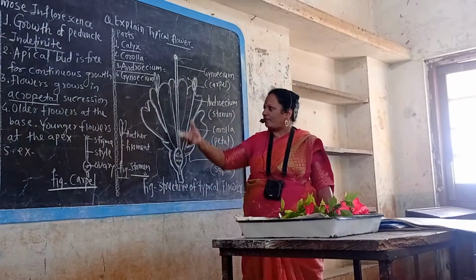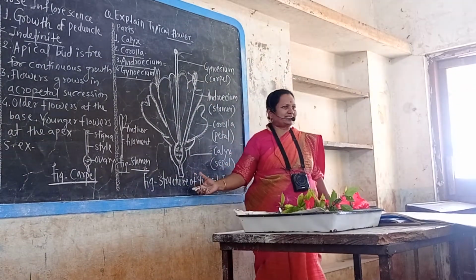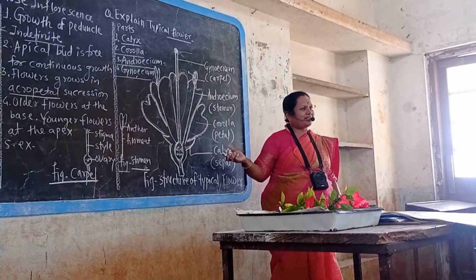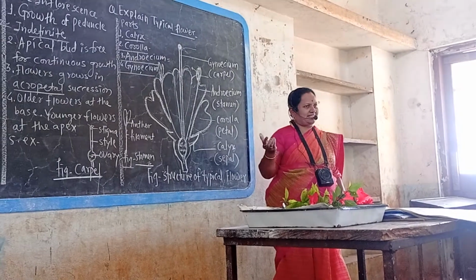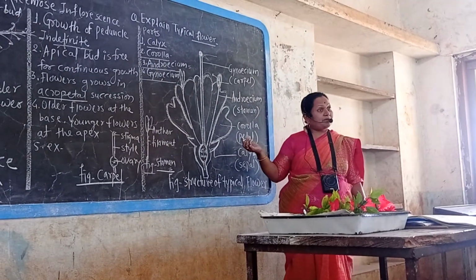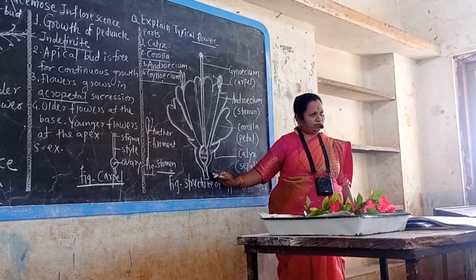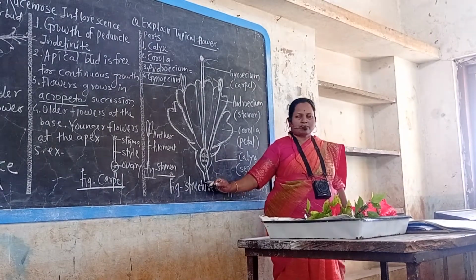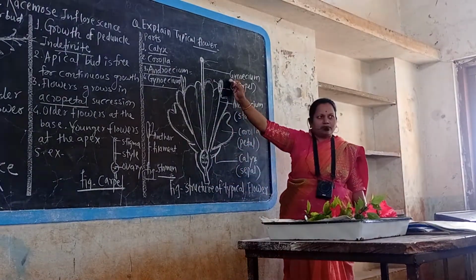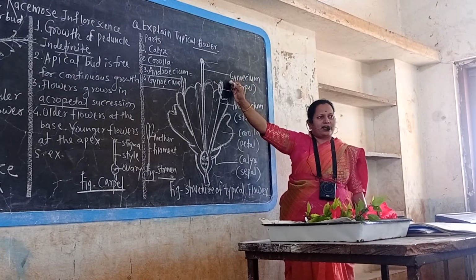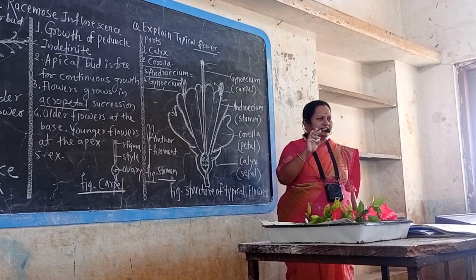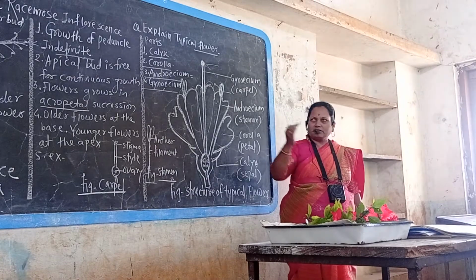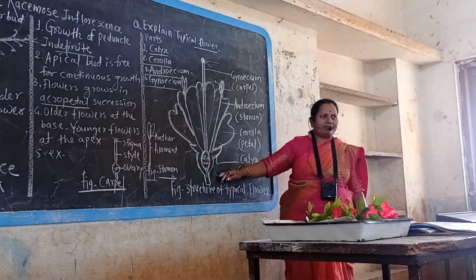What is the function of a flower? Production of fruit after pollination and fertilization. Flowers are converted into fruit after pollination and fertilization. Is it clear to you? What is the definition of a flower? A highly modified shoot, specially developed for sexual reproduction. What are the parts of a typical flower?